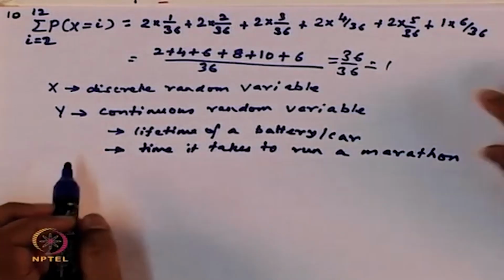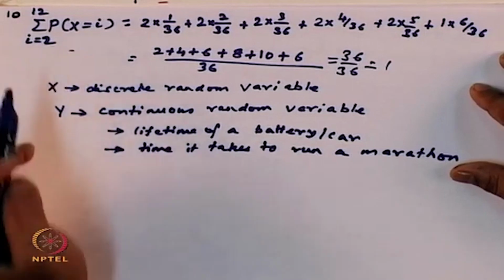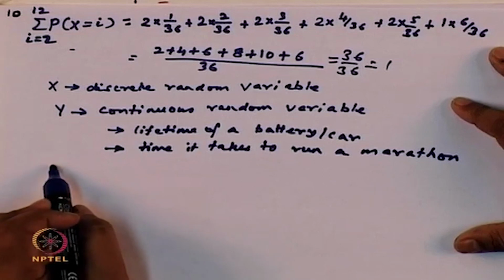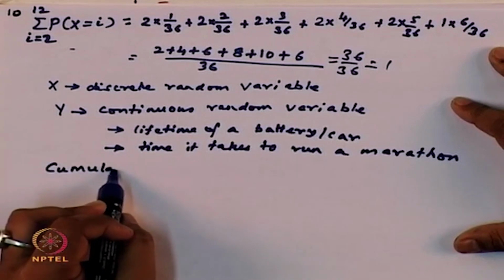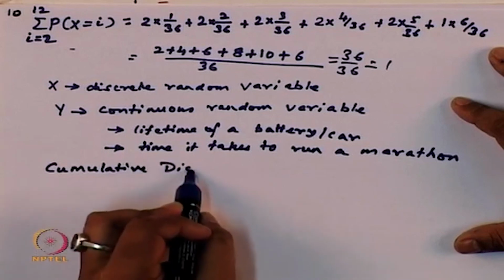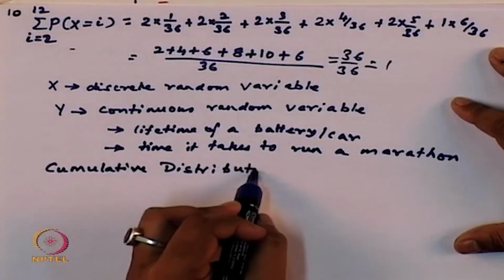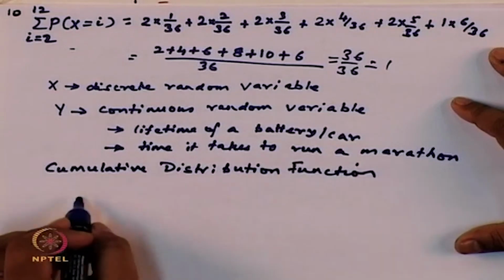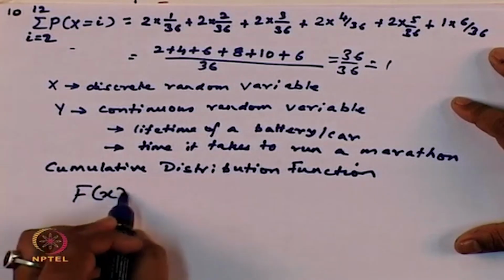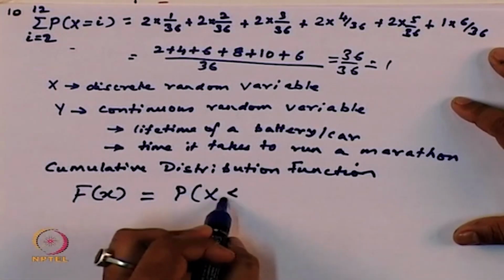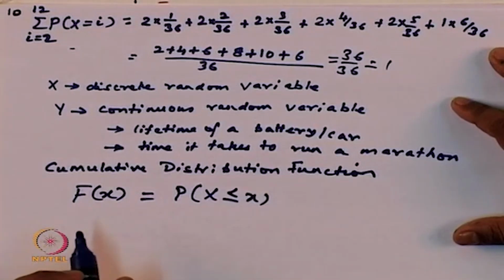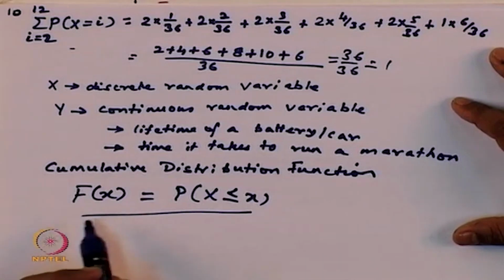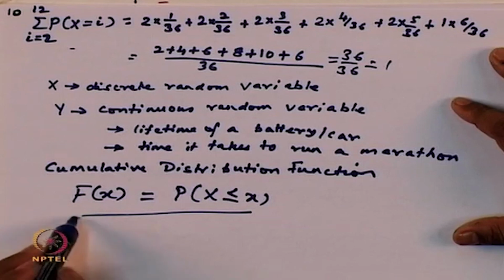Based on the probability, I can define what is called a cumulative distribution function, and it is typically written as F of x, defined as the probability of X less than or equal to x. Using this particular definition, this applies for both discrete and continuous random variables.